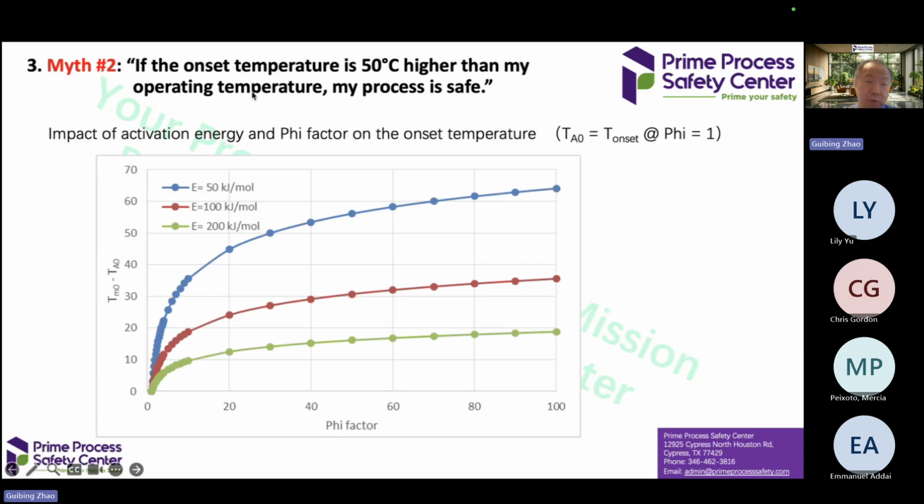For example, this one we calculated based on how the phi factor impacts the onset temperature of a reaction. Ta0 is the onset temperature at phi equal to 1. With a changing phi factor, for different activation energies of the reaction, the onset temperature changes a lot.